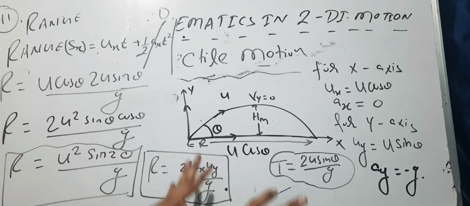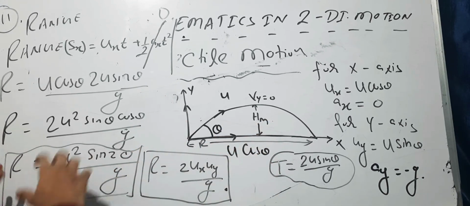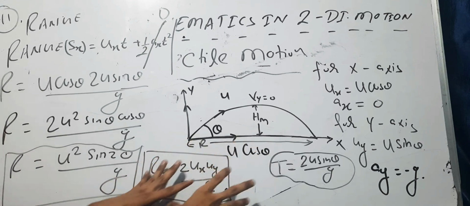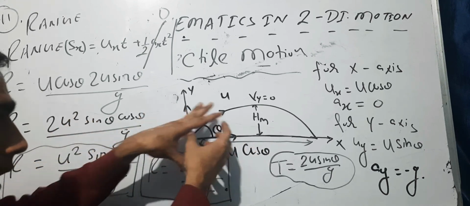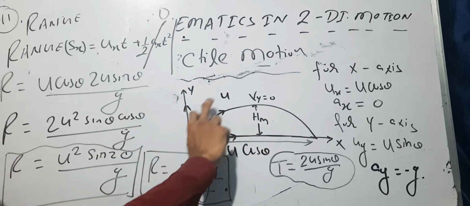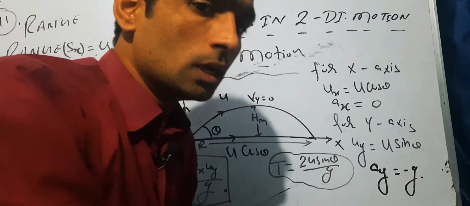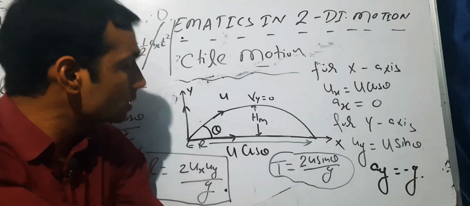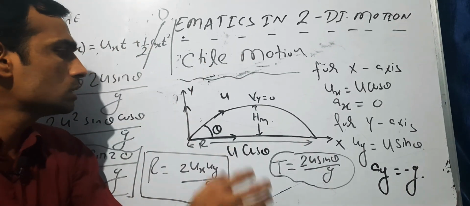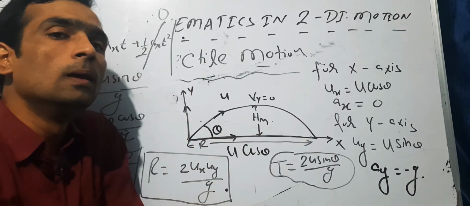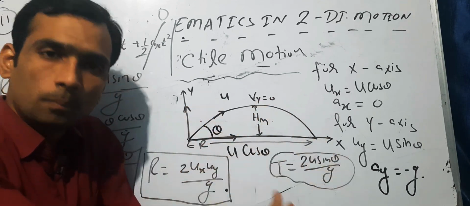So this is the class in which I have explained the concepts of projectile motion, what path the projectile will take and how it covers that path. These things I have already covered, the basic points of kinematics in one dimensional motion. This is projectile motion. Still, watch the complete video.